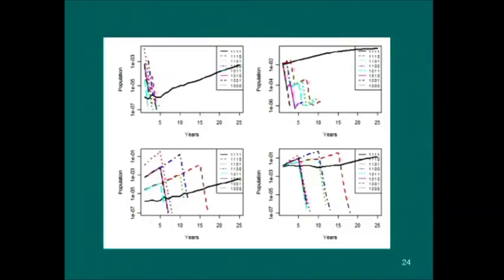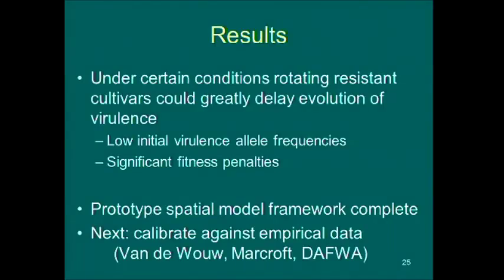He's tested a whole lot of rotation strategies. There's probably no time to go into detail, but basically, when you test all these different suites of rotation strategies, under certain conditions, rotating resistant cultivars can greatly delay the evolution of virulence. This is all fairly theoretical, but under certain conditions it should be possible to do that.